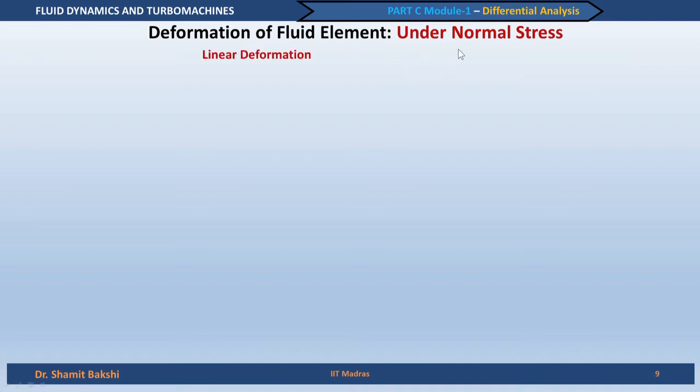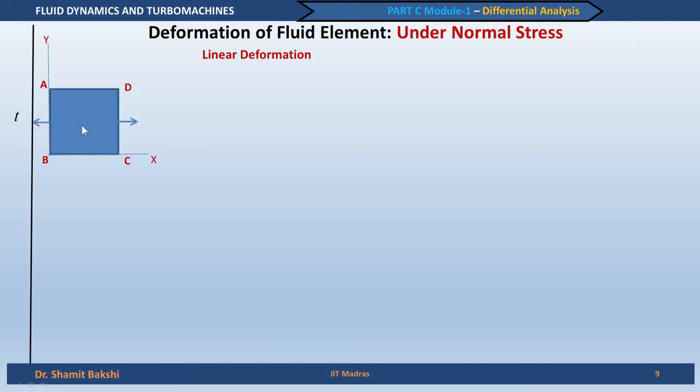So, under normal stresses we can divide the deformation into two components. One is the linear deformation, which is the simpler part, and let us look at that part to begin with. Again we consider a time instant t and a volume element ABCD as before, but now we only consider that the x directional normal stresses are acting on this fluid element, there is no shear stress acting on this fluid element.